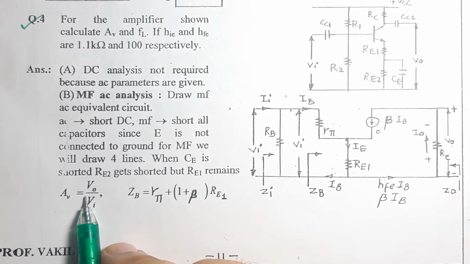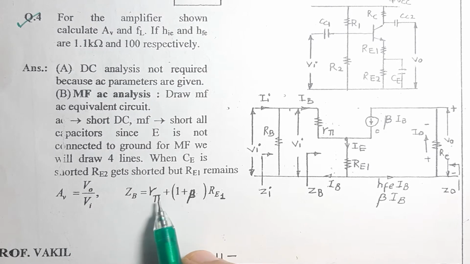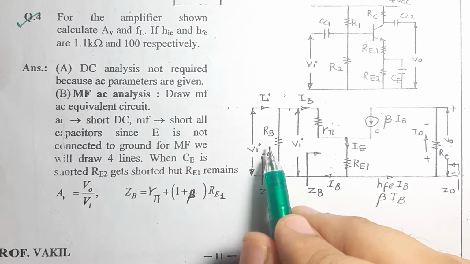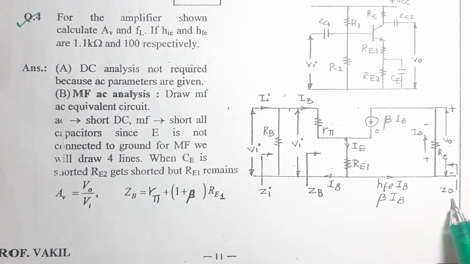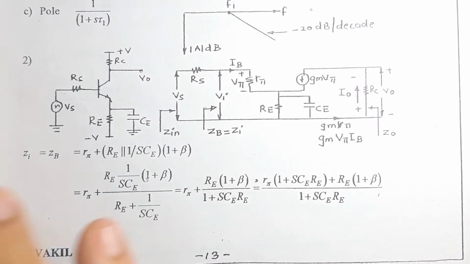So your AV is equal to your VO by VI. Now your ZB is given as R pi plus 1 plus beta into RE1. Your ZI will be nothing but RB parallel ZB. Similarly your ZO will be nothing but RC. Straightforward, no shortcuts over here, very much simpler.